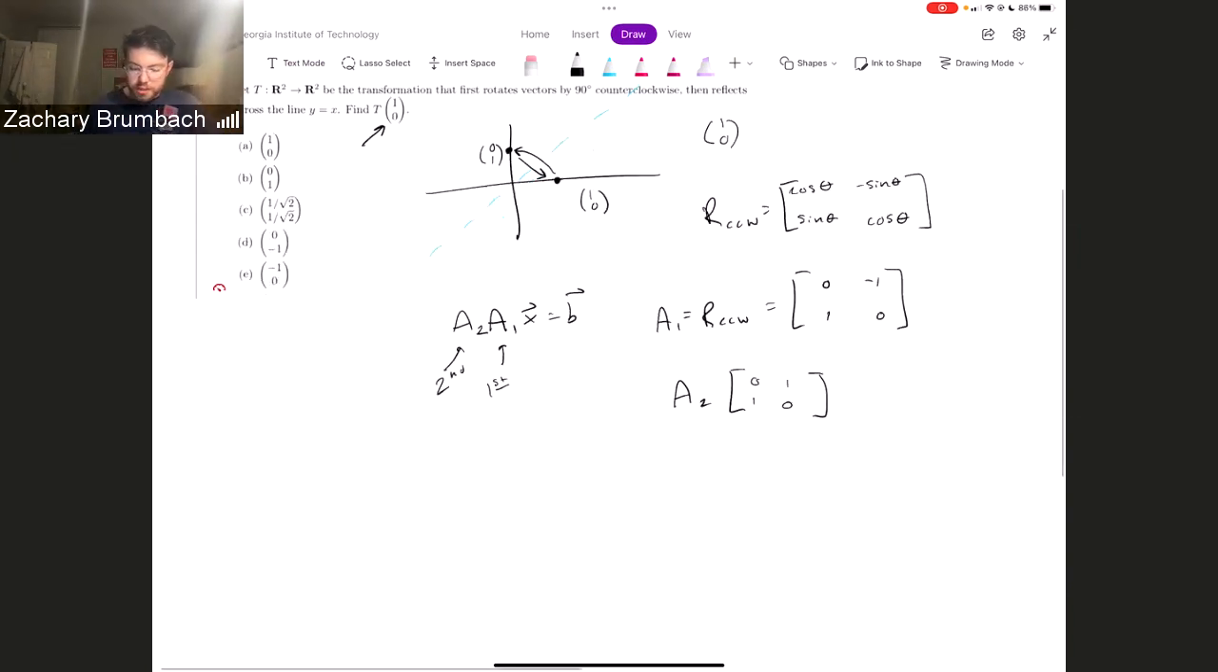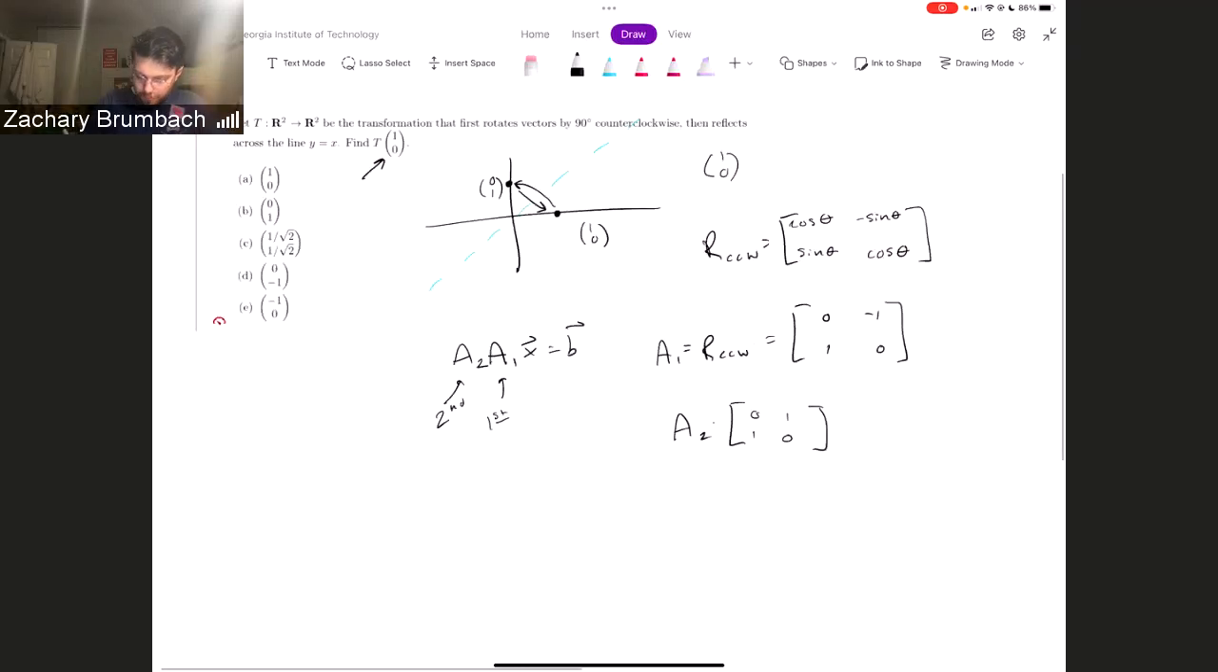So these are two matrices, and then we multiply 0, 1, 1, 0 times 0, negative 1, 1, 0. That'll give us our total transformation matrix. And then we multiply that by the point 1, 0. That'll get us our point. You'll find out that that will be 1, 0, I believe. Cool. Any questions on that one?